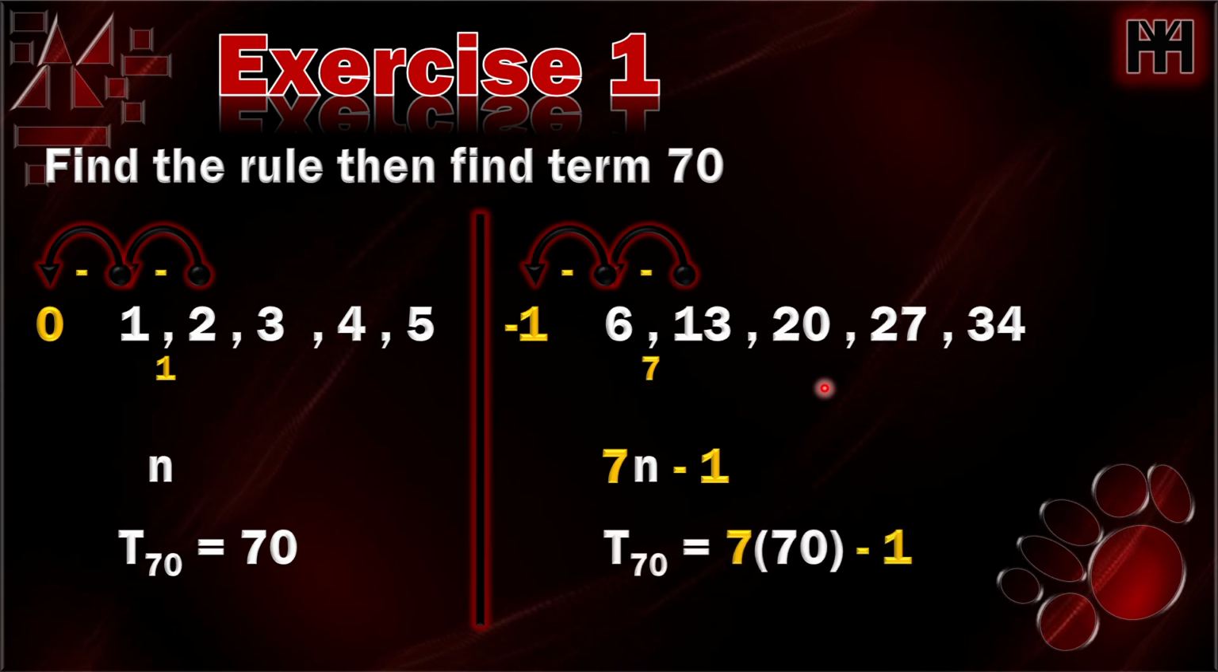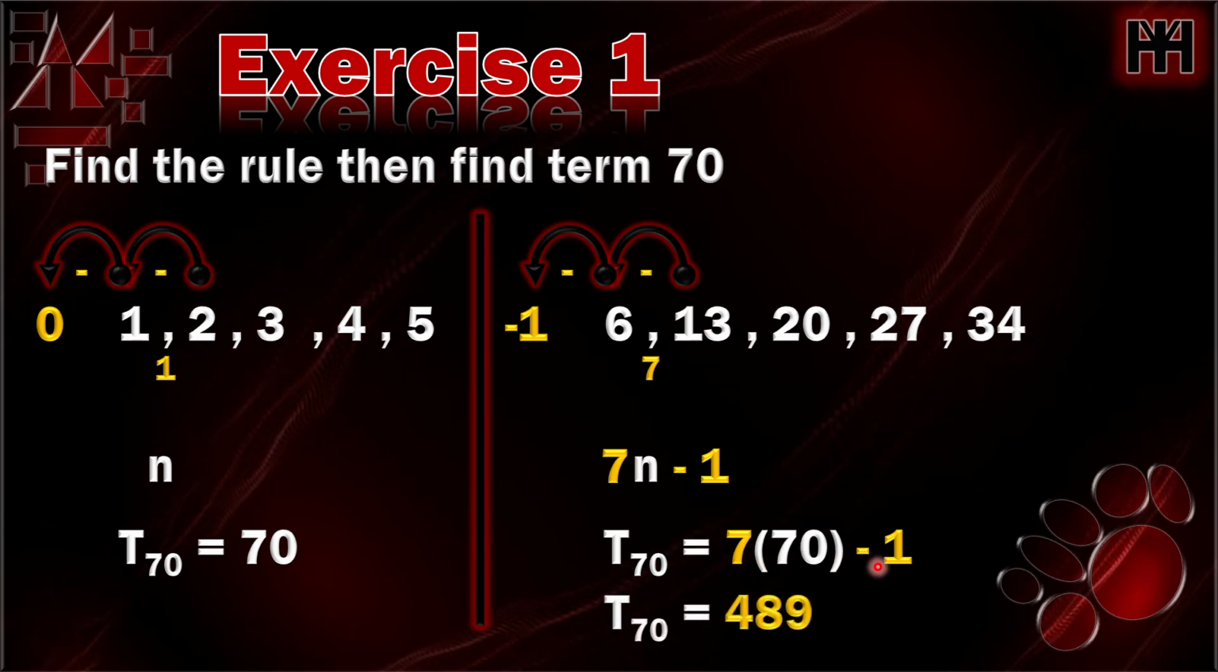So for term 70, we will remove n and put 70. So we have 7 multiplied by 70 minus 1. The result will be 489.